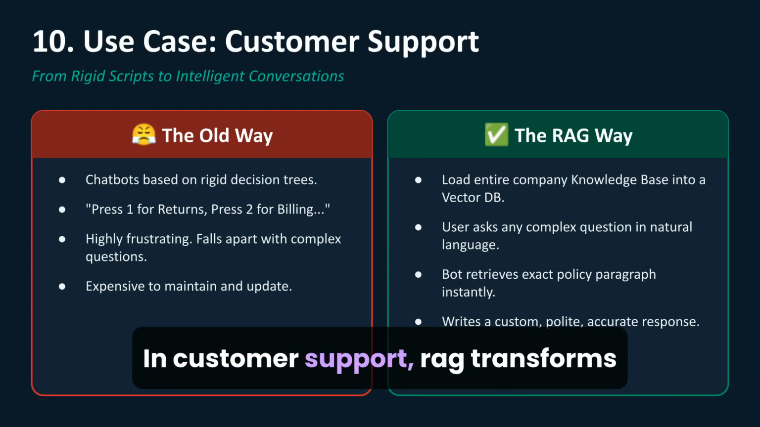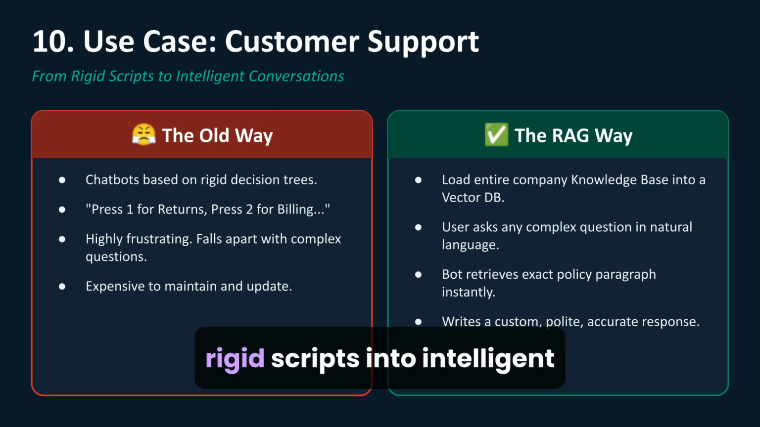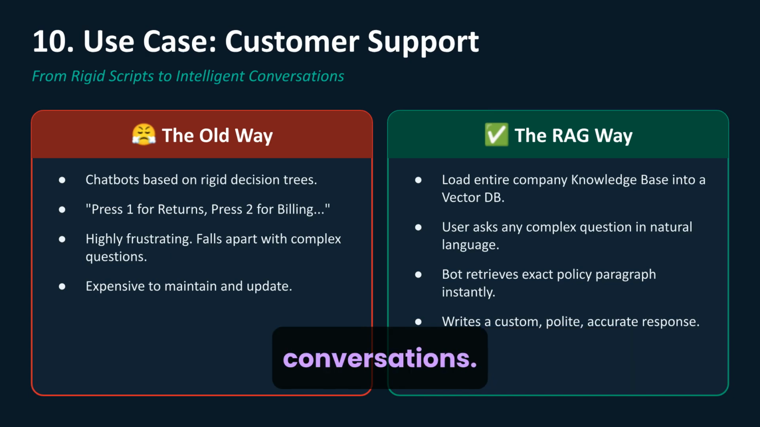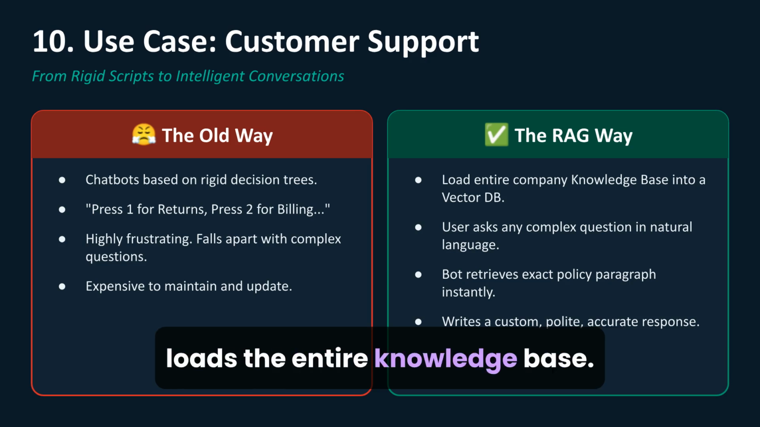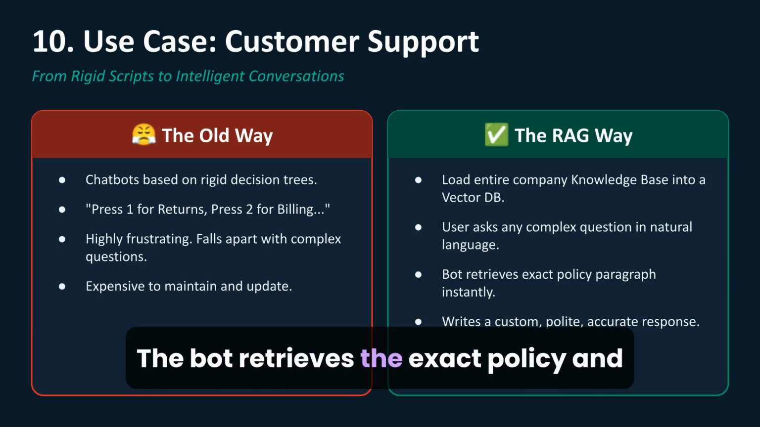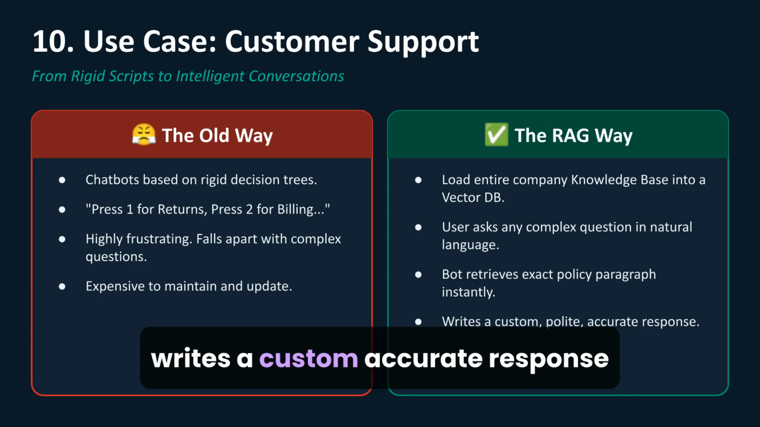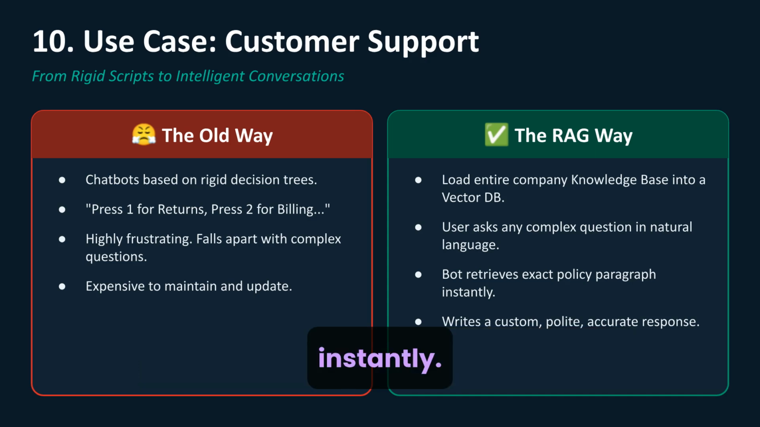In customer support, RAG transforms rigid scripts into intelligent conversations. Instead of decision trees, the system loads the entire knowledge base. The bot retrieves the exact policy and writes a custom, accurate response instantly.